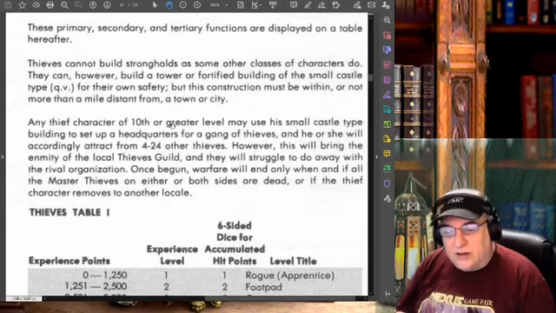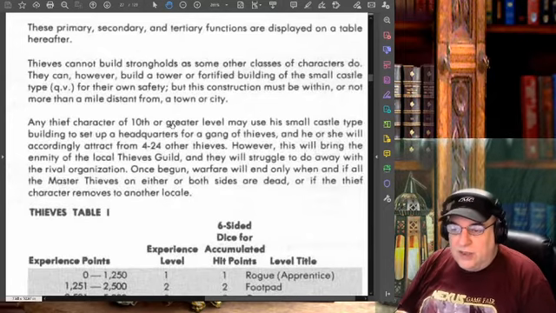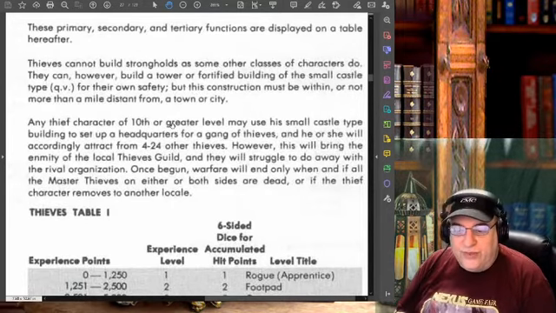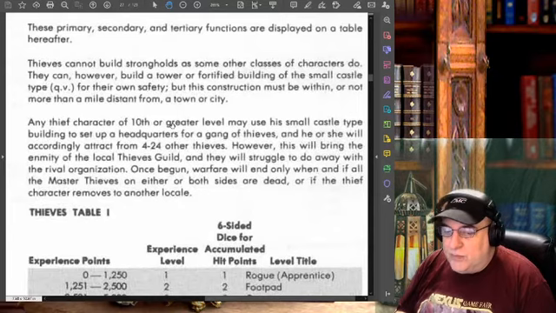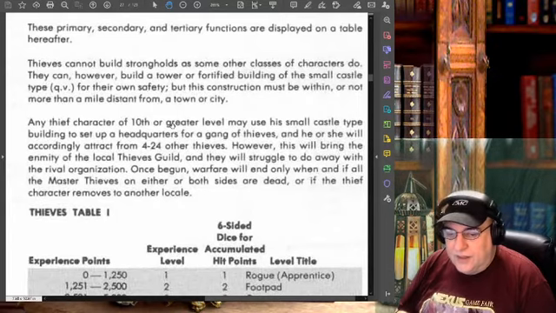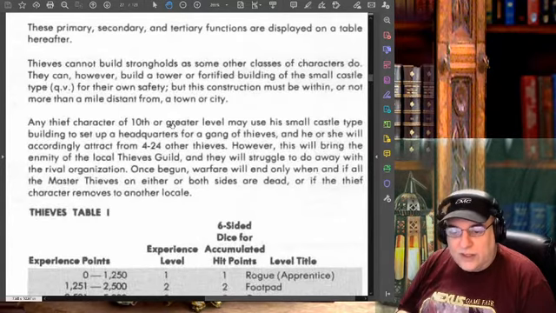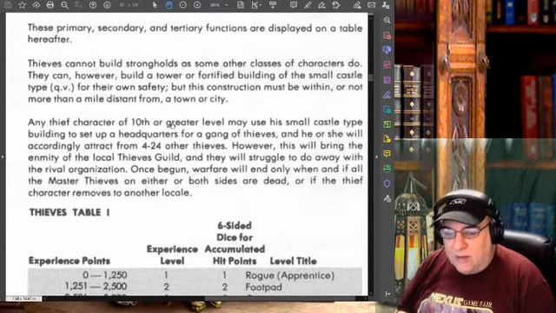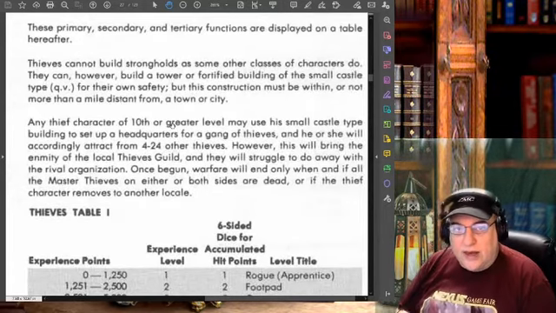Any thief character of 10th level or greater may use his small castle type building to set up a headquarters for a gang of thieves, and he or she will accordingly attract from 4 to 24 other thieves. However, this will bring the enmity of the local thieves guild, and they will struggle to do away with the rival organization. Once begun, warfare will only end when and if all the master thieves on either or both sides are dead, or if the thief character removes to another locale.